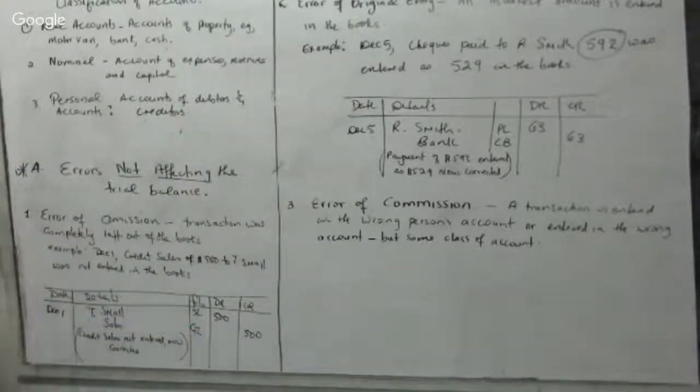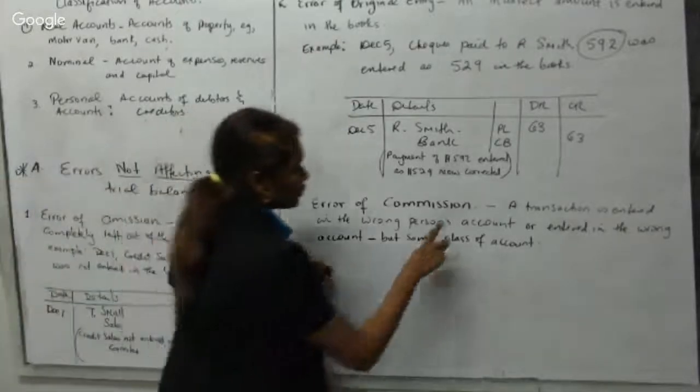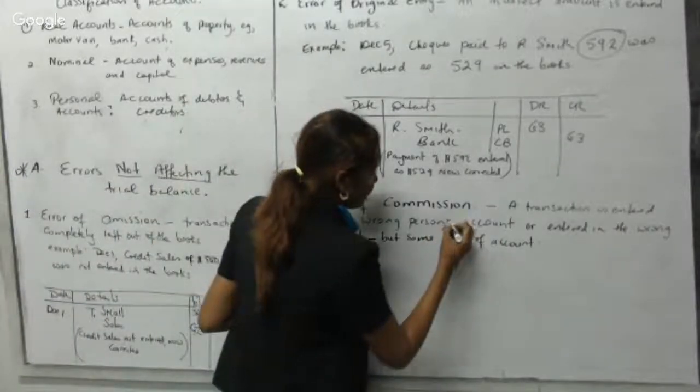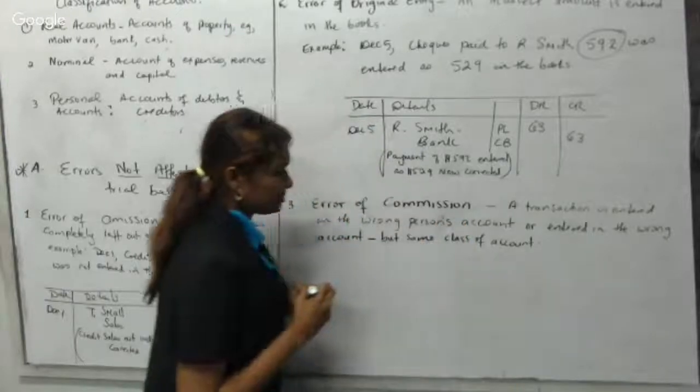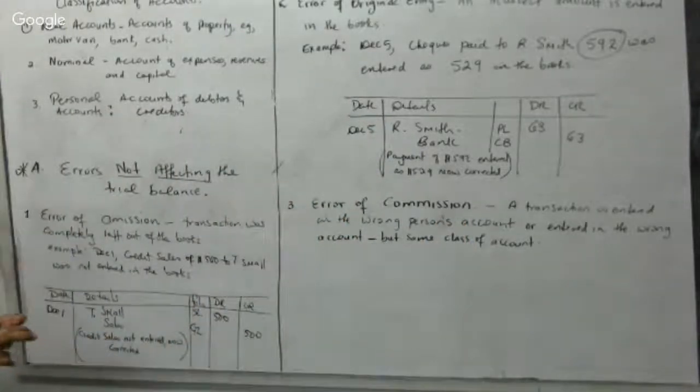An error of commission: a transaction is entered in the wrong person's account. A lot of times when you try to find out what an error of commission is, either by looking into textbooks, that's what you're going to see. A transaction is entered in the wrong person's account. Let me deal with that part first.